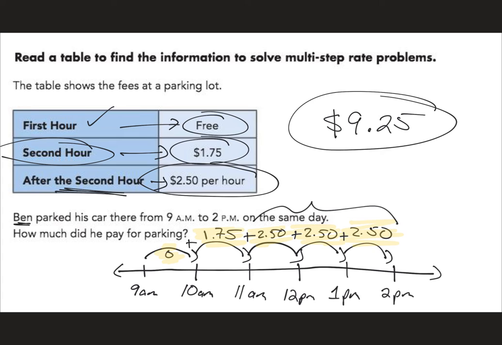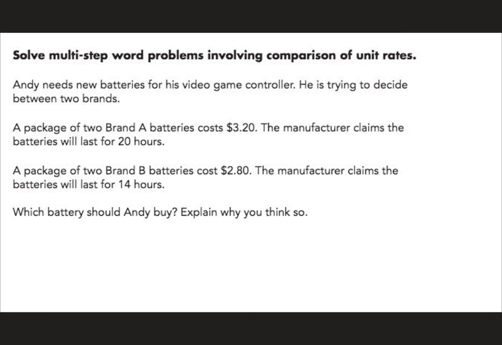Okay, this is a problem where the rates change. And in these cases, I think it's good just to write out each of the steps so it's very clear what you're doing. Okay, last problem. Andy needs new batteries for his video game controller. He is trying to decide between 2 brands. Brand A is $3.20, and the manufacturer claims that it will last 20 hours. Brand B is $2.80, but that only lasts 14 hours.